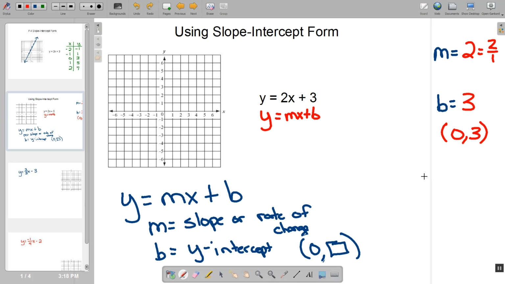And actually, that's all you need to graph this line. First of all, we start with the beginning value, our y-intercept, and we go up 0, 3, and we graph right there.